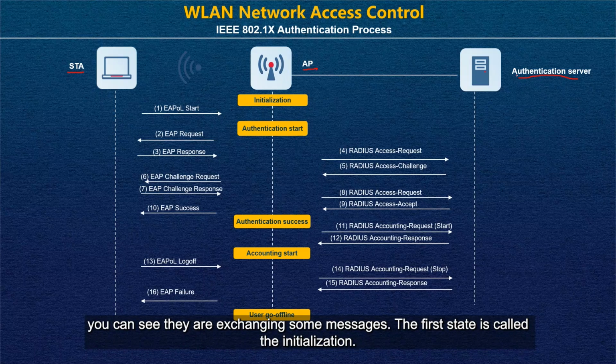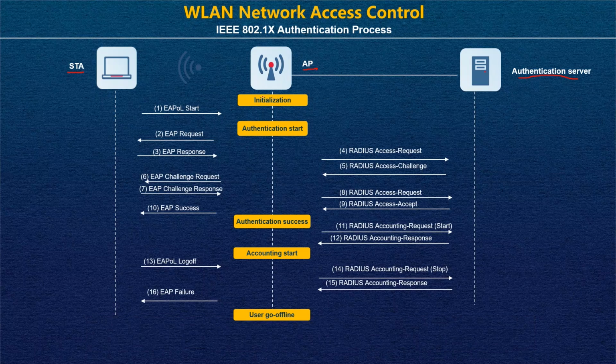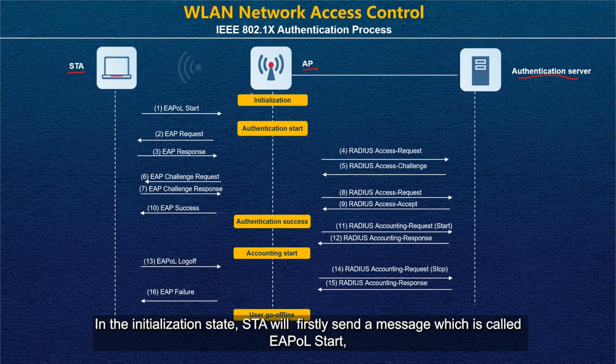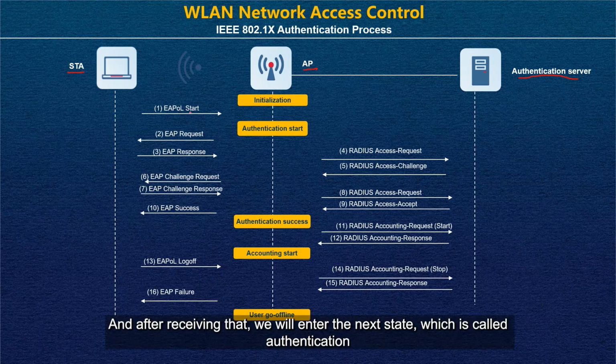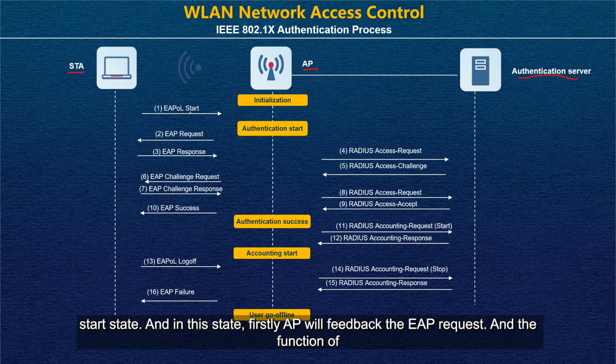The first state is called initialization. In the initialization state, the STA will first send a message called EAPOL start to the AP. It means, okay, now I want to start the authentication. I want to access the network. And after receiving that, we will enter the next state, which is called the authentication start state.